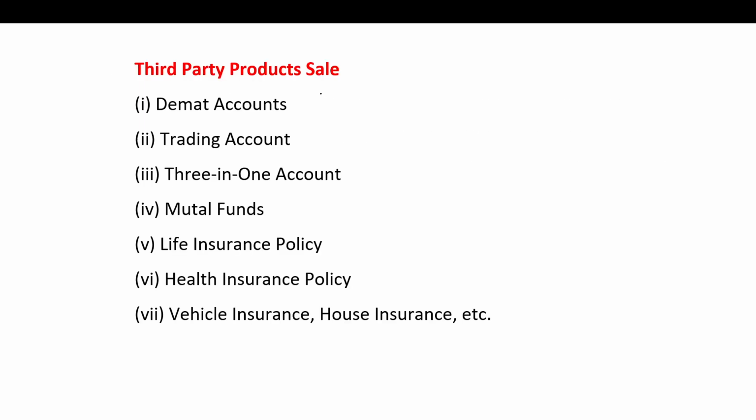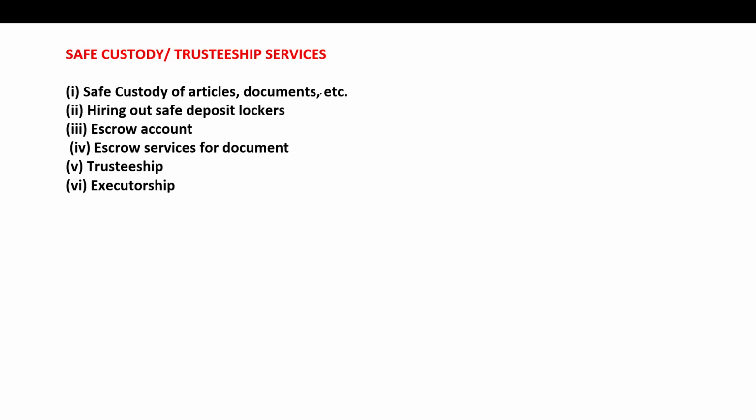Then we have third party products which are sold by the bank like demat accounts to hold shares electronically, trading accounts, mutual fund, insurance, life insurance, vehicle insurance. They are sold by tie-ups.